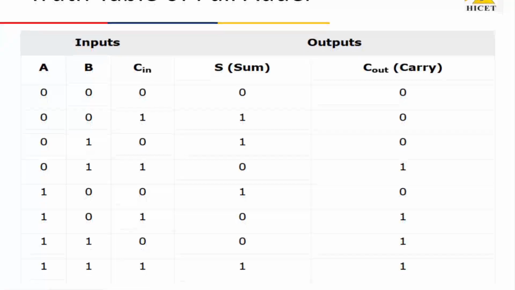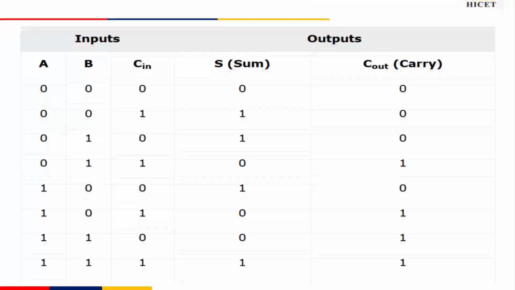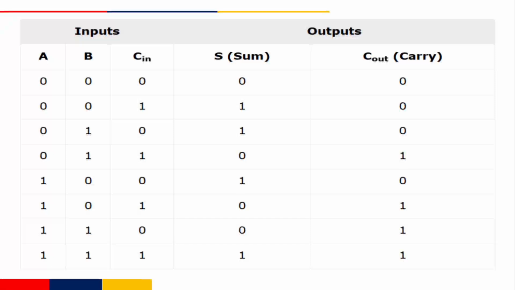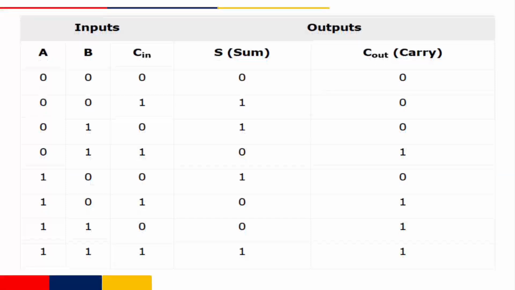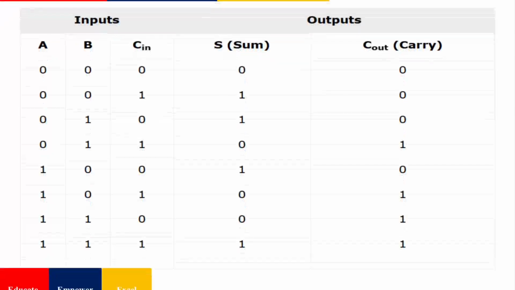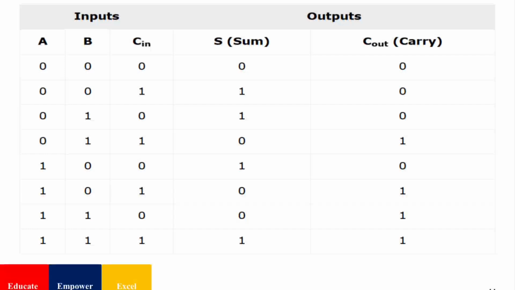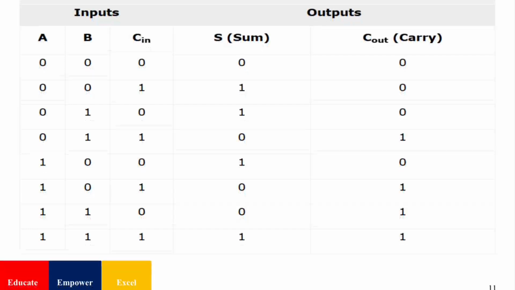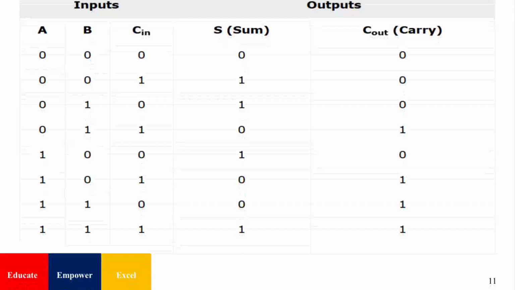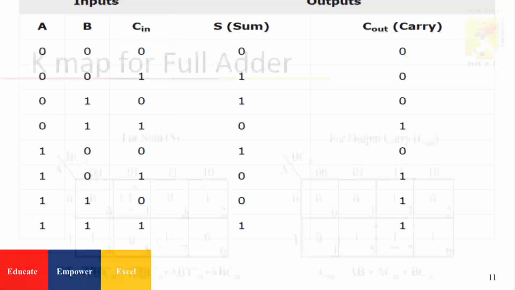Now let's look at the 7th row. A is 1, B is 1 and Cn is 0. So 1 plus 1 plus 0 equals 2, which in binary is 10. So the sum is 0 and the carry out is 1. Similarly, for each combination, the sum is 1 when the number of ones in the inputs is odd. The carry out is 1 when there are 2 or more ones.